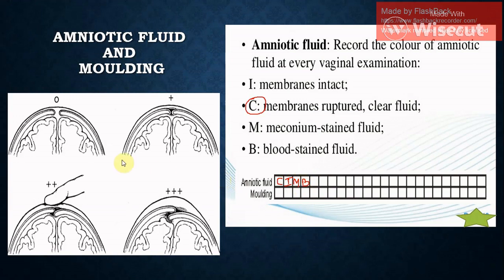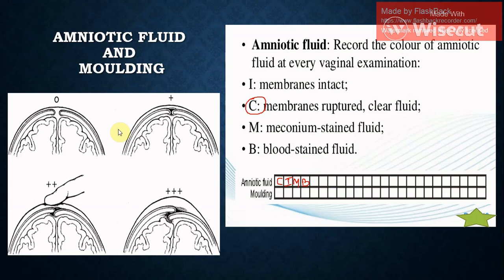Clear? Coming on to the molding. Molding is the degree or the extent of overlapping of the bones of the fetal skull, usually into an oblong shape rather than a round shape. Why? For accommodation into the pelvis and easier passage through the birth canal.